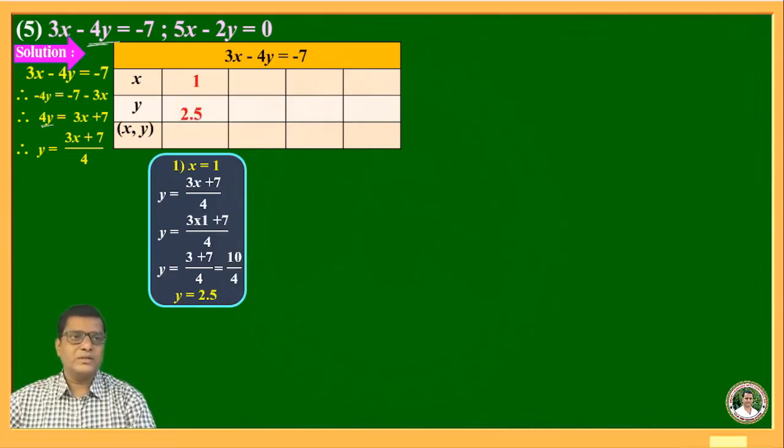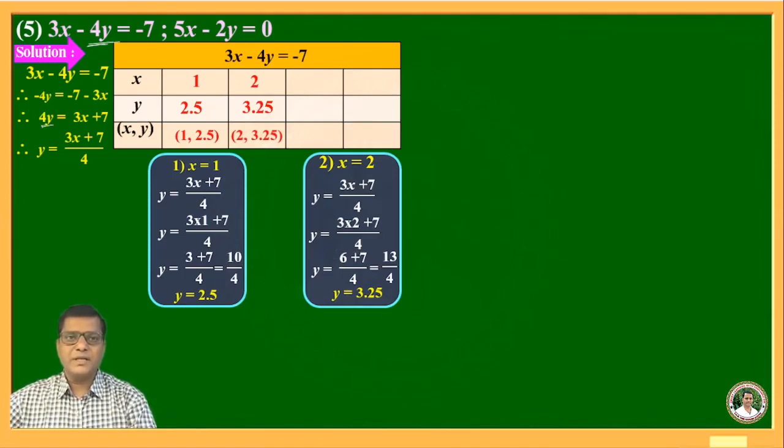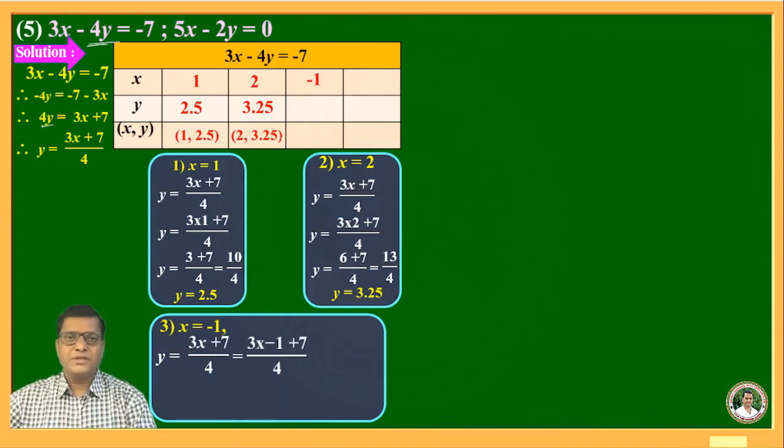Write this value in the table and write the coordinates of the given points. Next, if you take value of x is 2, if we simplify this after substituting the value of x is equal to 2 in the given equation, then we will get the value of y is 3.25. Write this value in the table and write the coordinates of the points. Similarly, take the value of x is -1. If we substitute this value in the given equation, then we will get the value of y is 1. Therefore, the coordinates of the points are -1, 1.